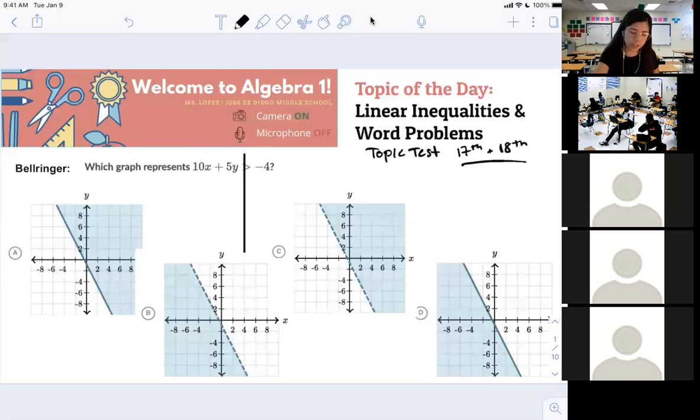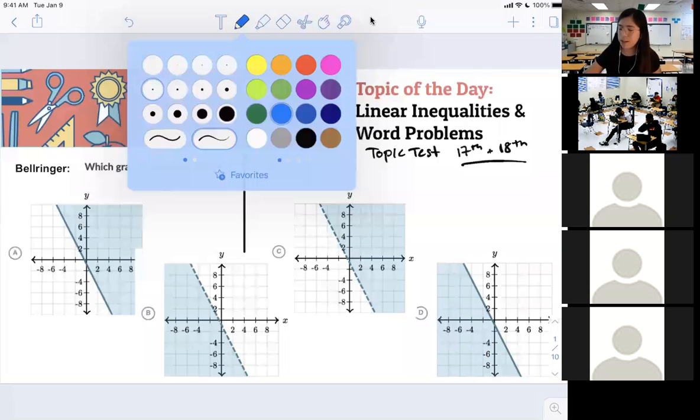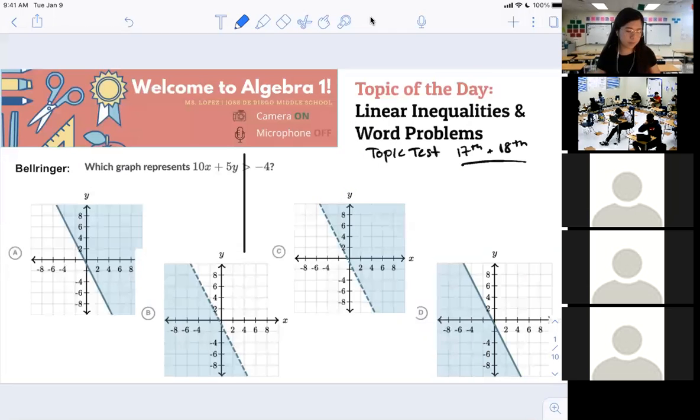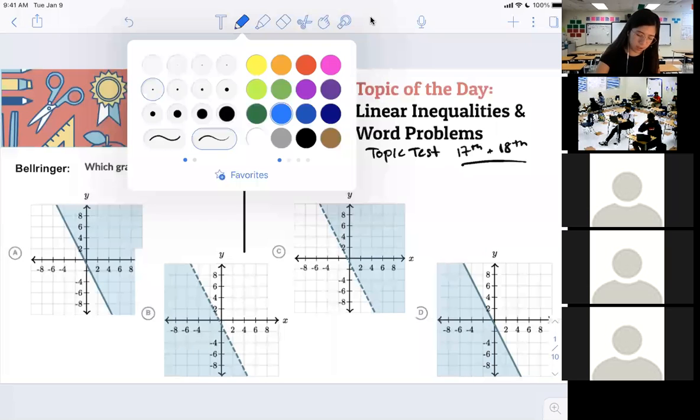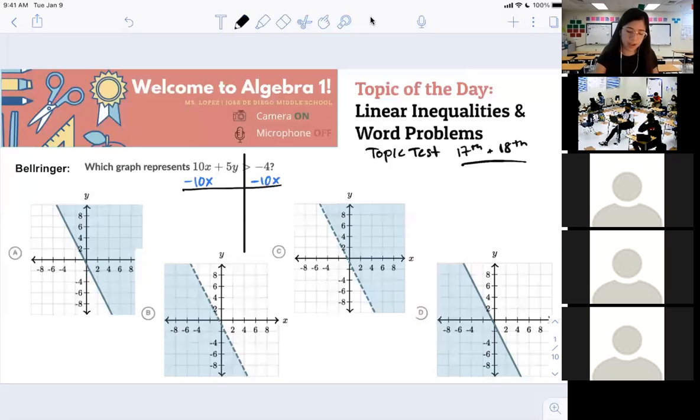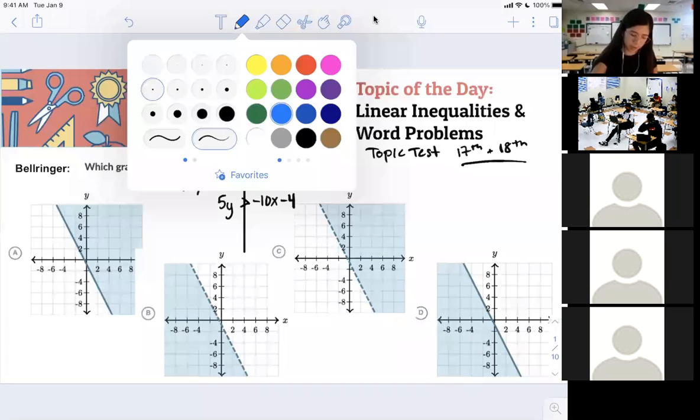So in this case, to turn this into slope-intercept form, what should I do to both sides? Subtract 10x on both sides. Over on the right side, I get 5y is greater than, what do I write on the right hand side? Negative 10x minus 4. Good. And the second step is to do what? Divide by 5.